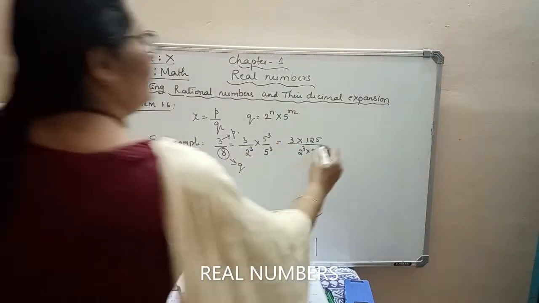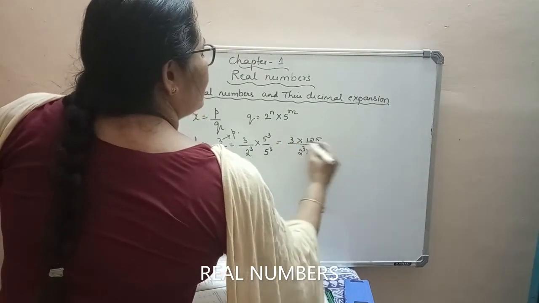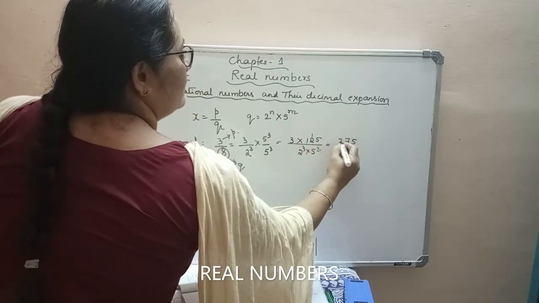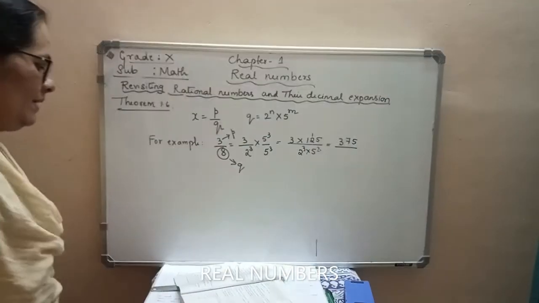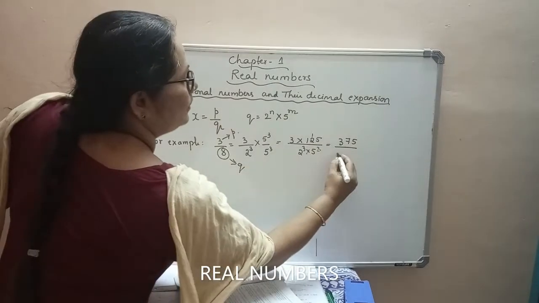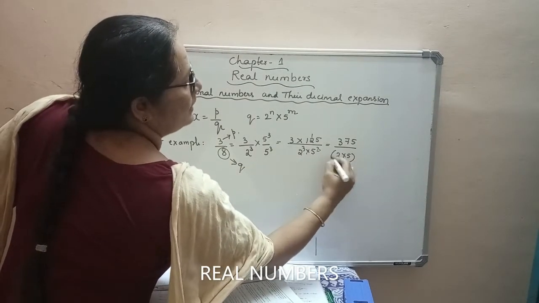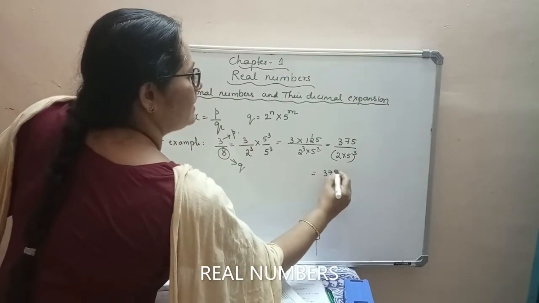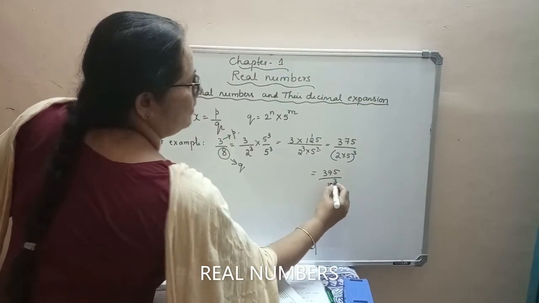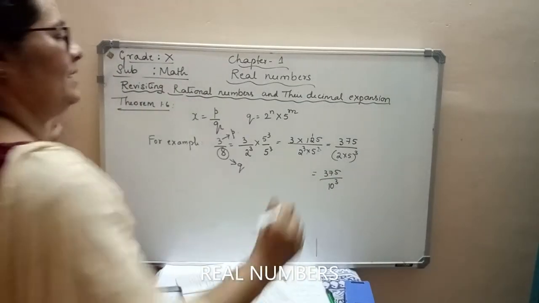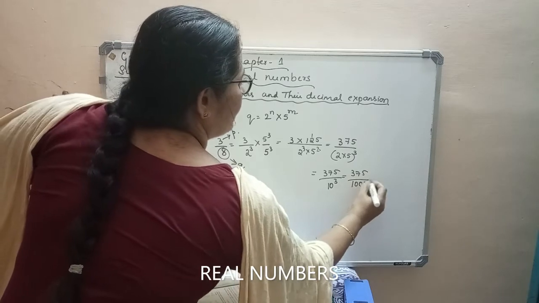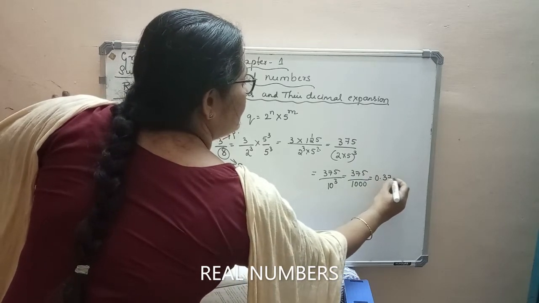Now, 5 3s are 15, 3 2s are 6 plus 1 is 7, 3 1s are 3: 375. Now 2 into 5 to the power 3 is 10 to the power 3. So it is 375 by 1000, which is 0.375.